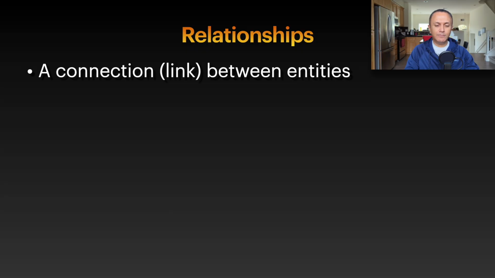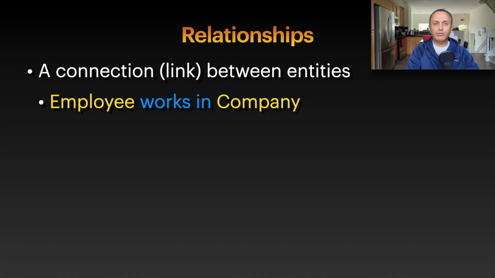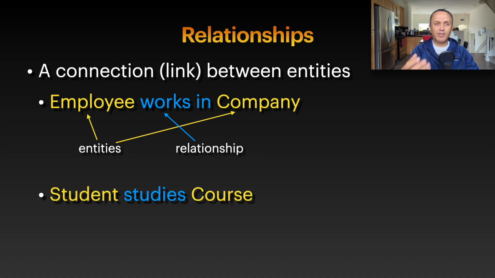So, for example, if we are talking about a company database, we may have something like this: employee works in company. This phrase has two entities, which is employee and company, and it has a connection between them, which is works in. In our case, that is a relationship. This is how we represent how these two entity types are connected together. Another example, if we're talking about a school database, you have students and courses, and then you have a relationship that connects them together that says which student studies or which student is enrolled in which course. So again, you connect these things together.